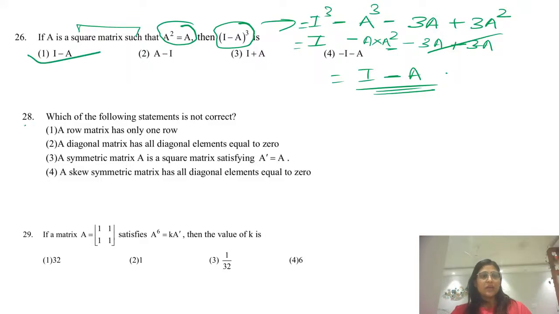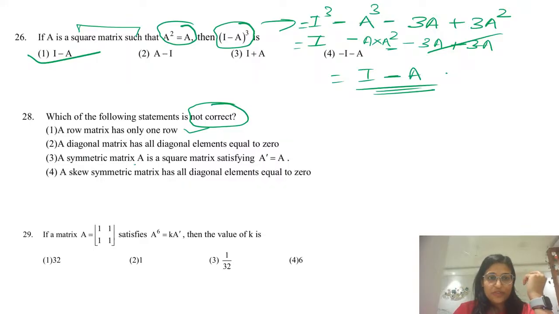Which of the following statements is not correct? We have to identify the false statement. A row matrix has only one row. That's correct. A diagonal matrix has all diagonal elements equal to 0. Is it true? Okay, I'm just leaving this option.